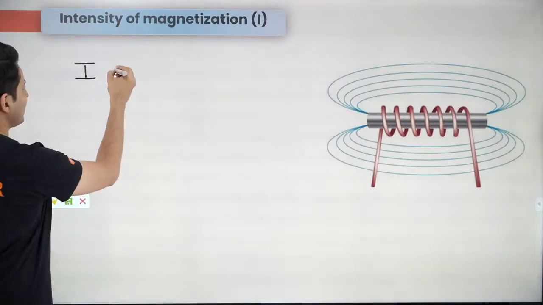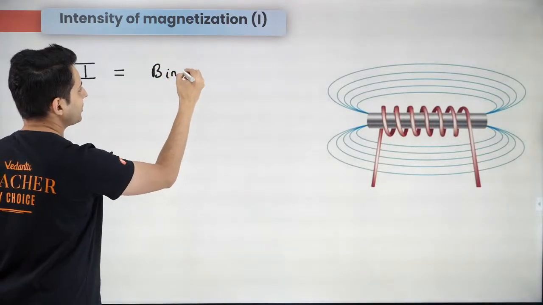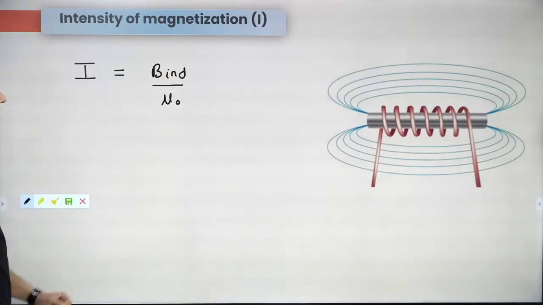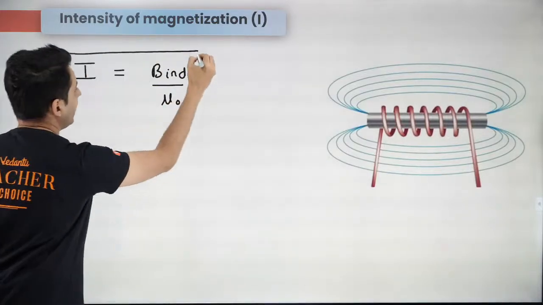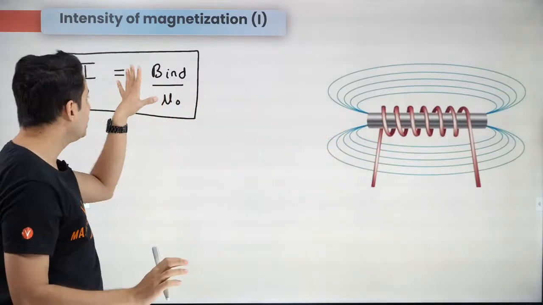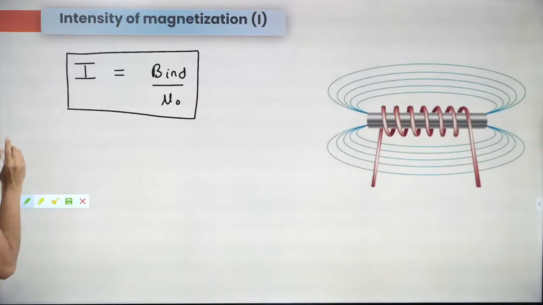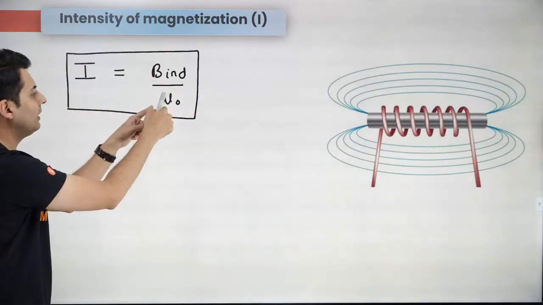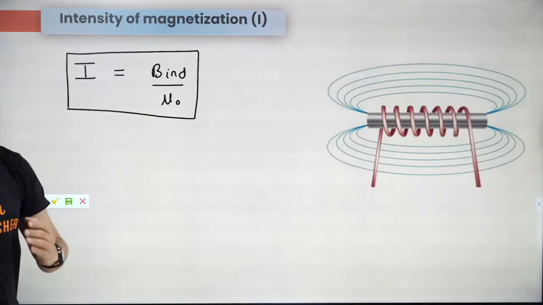So that is nothing but, any guesses guys? That is nothing but B induced by mu naught. How much magnetic field was induced in it divided by the permeability of free space? That is nothing but I. And I hope you are seeing that the unit for I as well as H is the same. I did not tell you the unit there, but understand in the previous formula it was B naught by mu naught. Here it is B induced by mu naught. So the formula is the same. I hope this is very clear.